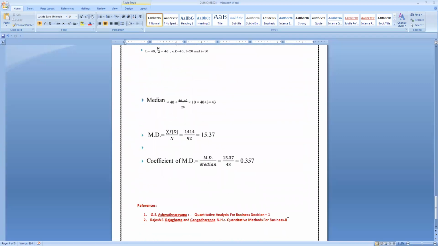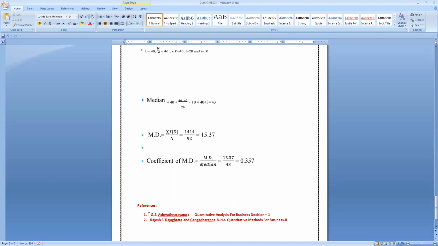So let us calculate the mean deviation as well as the coefficient of mean deviation. We know the formula. Mean deviation is sigma FD by n. 1414 divided by 92, the value of mean deviation as an absolute measure is 15.37. In case of relative measure, the coefficient of mean deviation is mean deviation divided by the median, because the deviations have been taken from the median. So 15.37 divided by 43 is 0.357.